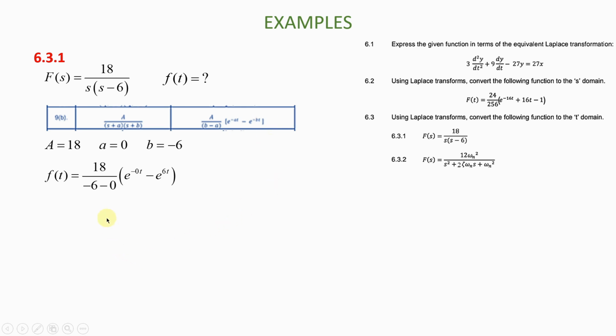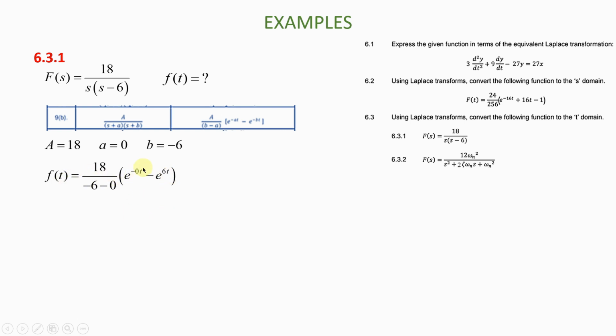And so in this case, A is 18, B is minus 6, minus 6 minus A is 0, so it's minus 6 minus 0, all multiplied by e to the minus at. Okay, so e to the power of minus a, that is 0, minus 0t, minus e to the power of minus bt. B is minus 6, so if you do minus b, it's minus minus 6, so it's 6 multiplied by t, in the exponent here. And so this is what you should get if you do it correctly.